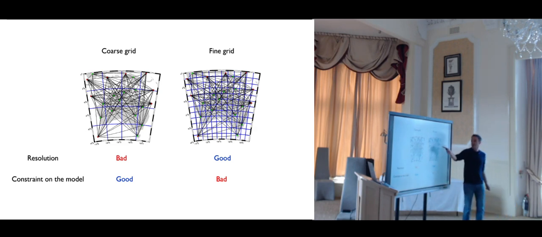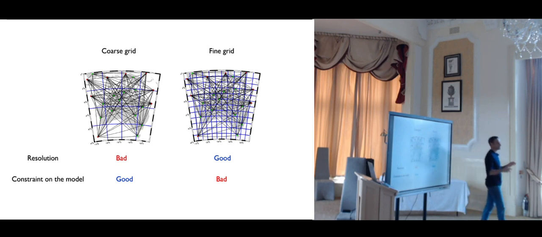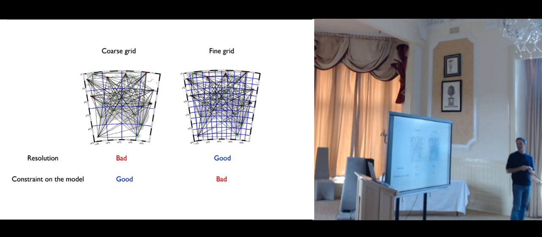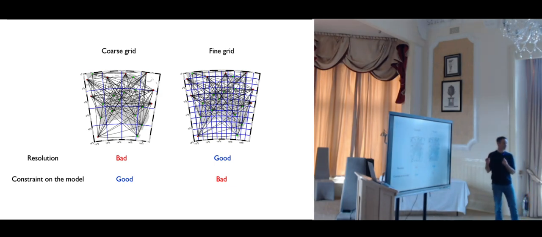And here on the right is the opposite. We have small cells, so we have a good resolution, but you see that there are some cells where you just have one ray that is crossing. Maybe there is a cell here where you don't have any rays crossing. So we have a good resolution, but the uncertainties on the model parameters are very high. So we have this trade-off, and the solution depends very much on the choice that we make.